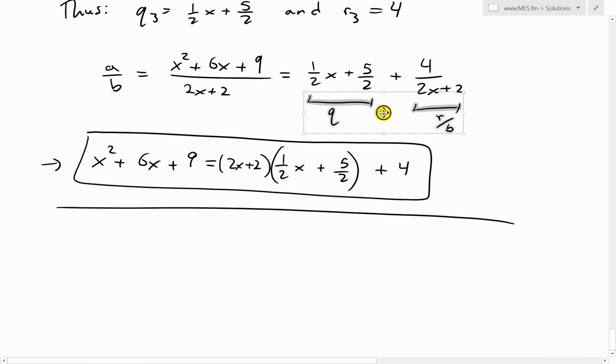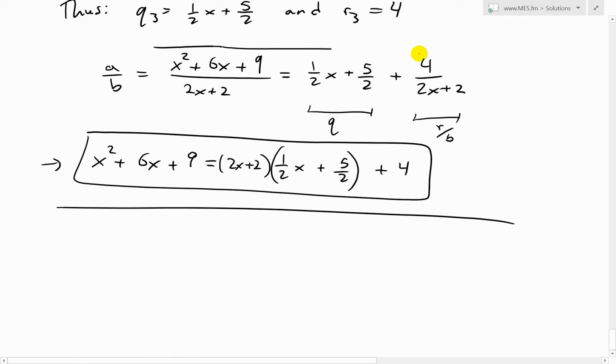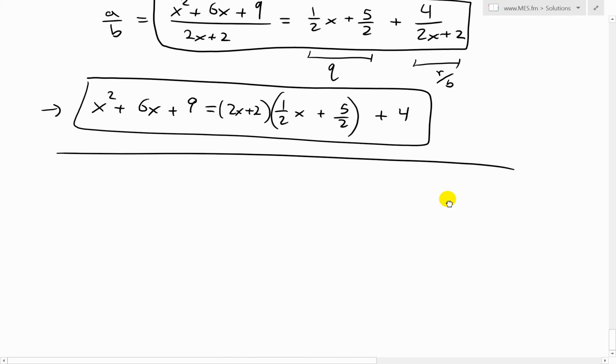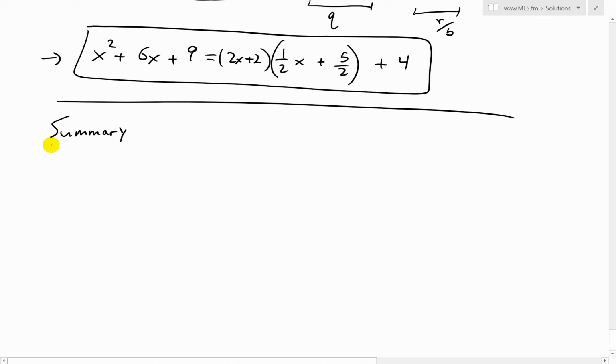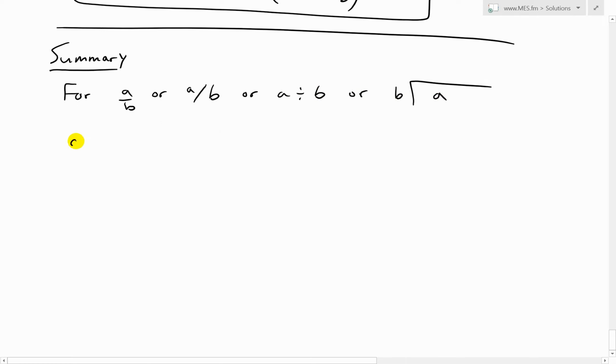I'll move this down and circle this answer. And it's exactly the same answer we did using the long division, which is actually the long division method proof for it as well. And now, just to summarize all this, I just wanted to do the example in this video to illustrate it all better. Summary for A over B division, or you could write it as A slash B, or A divided by B, or this long division.